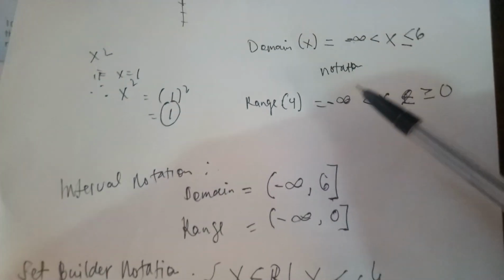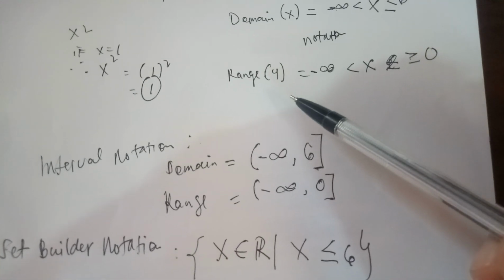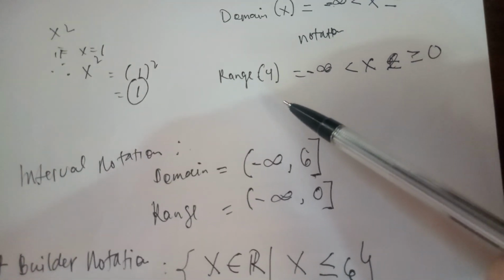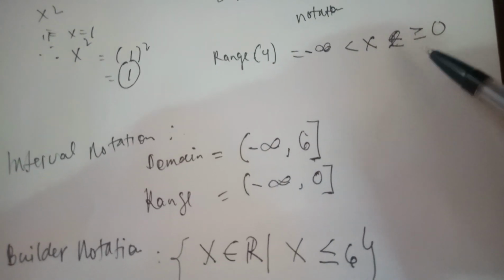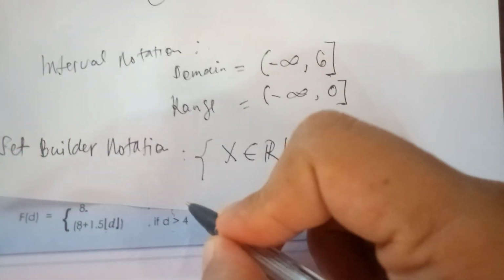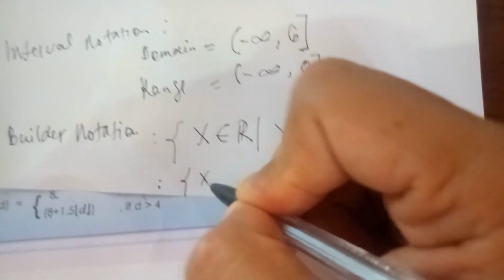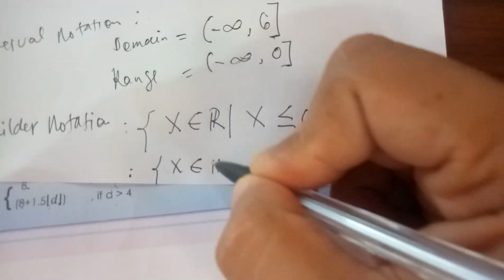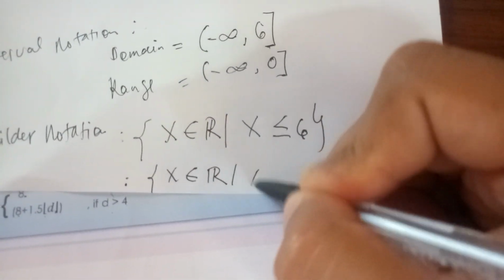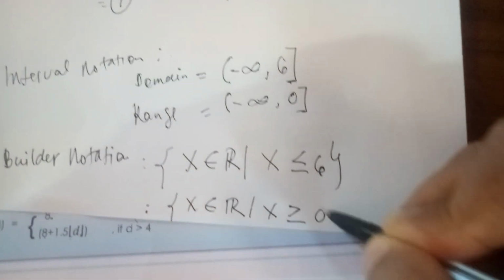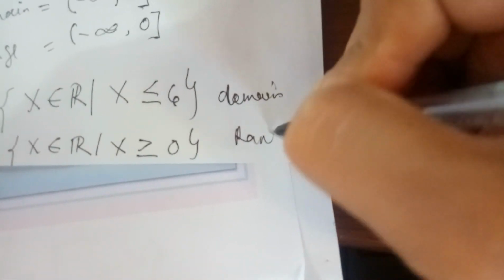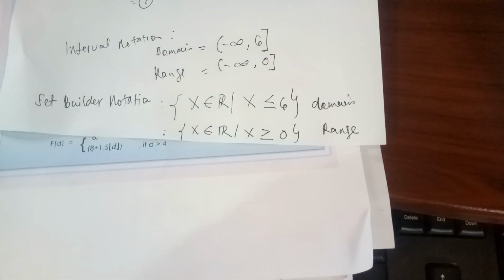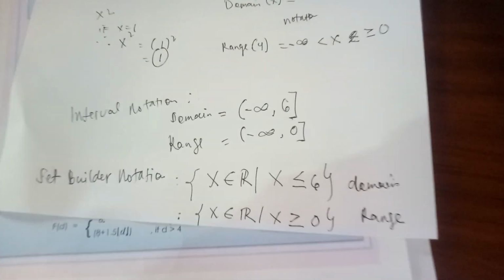Kapag ka naman yung range, y element of any real number such that y is greater than or equal to 0. Ganito siya, no? Y is an element of any real number such that y is greater than or equal to 0. Ito yung domain. Ito yung range. Diba? Pag-aralan nyo yan.